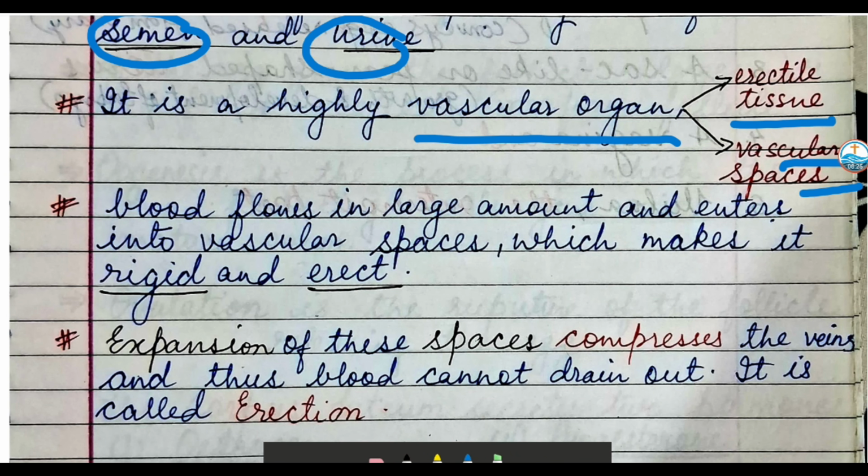Now the next is the expansion of these spaces. Inside the penis, the vascular spaces are there. The expansion of these spaces compresses, it squeezes the veins, and the blood cannot drain out. This is called erection. All right, so this was just about the male reproductive part.